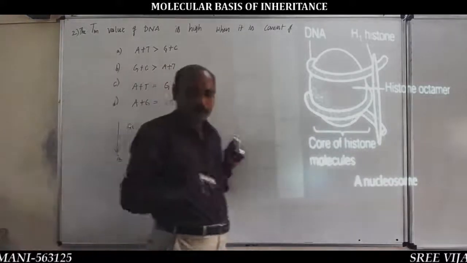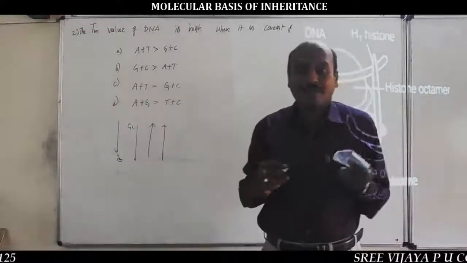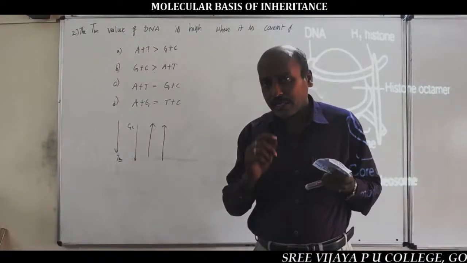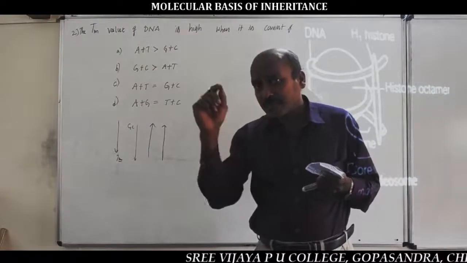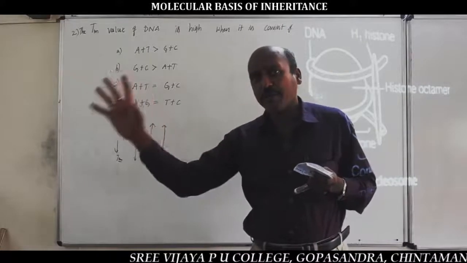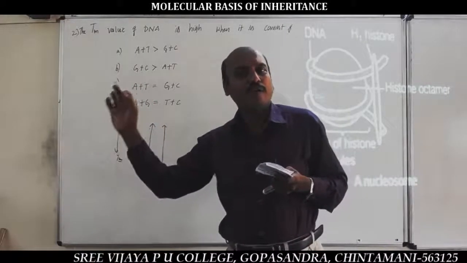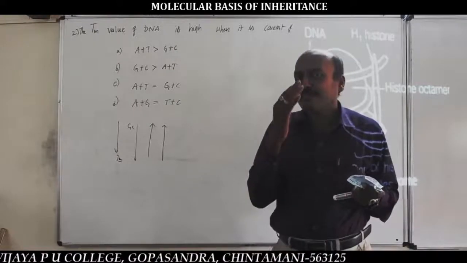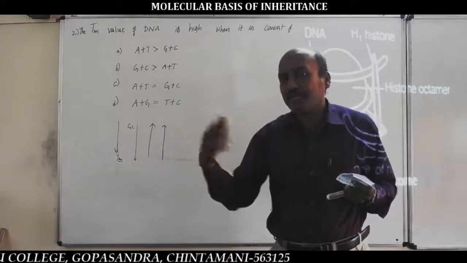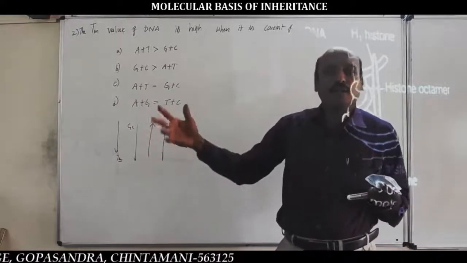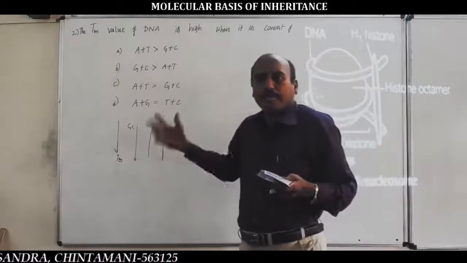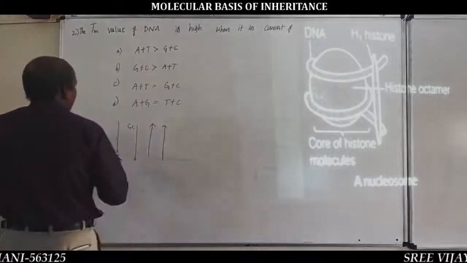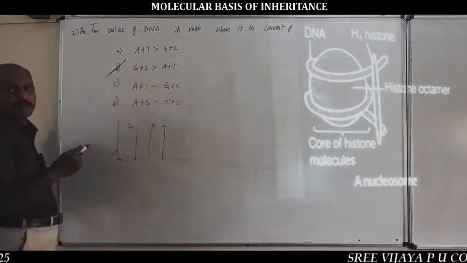So you should remember one simple statement. The number of G and C is directly proportional to the Tm value, the melting temperature, of double stranded DNA. According to this concept, the right answer is B.